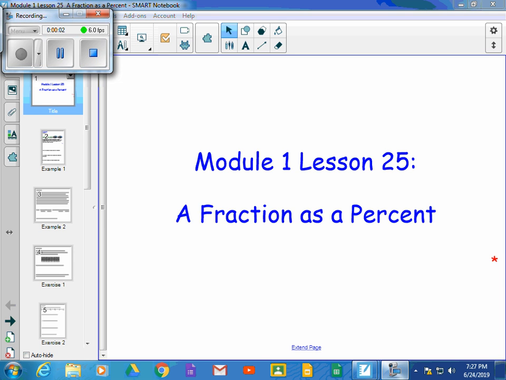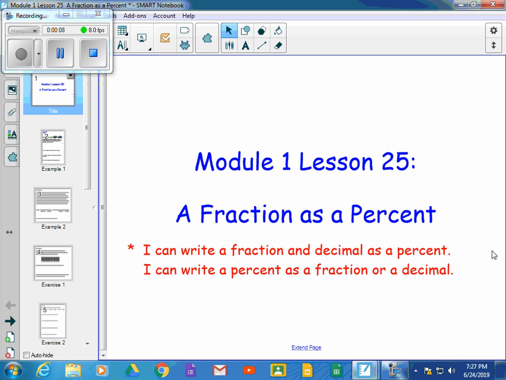This is Module 1, Lesson 25, titled A Fraction as a Percent. The goals of this lesson: I can write a fraction and decimal as a percent, and I can write a percent as a fraction or a decimal. As always, pause the video anytime that you need to, rewatch parts as many times as you need to, and make sure that you take good notes throughout.